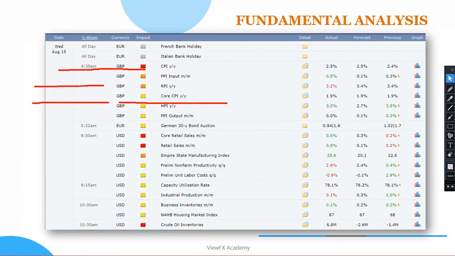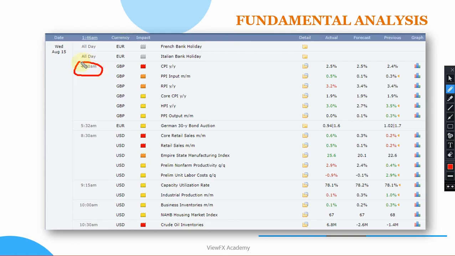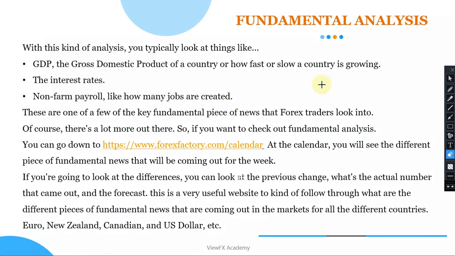For example, here is an example of an economic calendar. Here we're going to check the news and the time it is going to be released. So here we have high impact news, medium impact news, and low impact news. What it means is that once these news are released at the given time, the forex market tends to adjust depending on the outcome of the news. So the fundamental analysis is using the outcome of the news to trade the forex market.